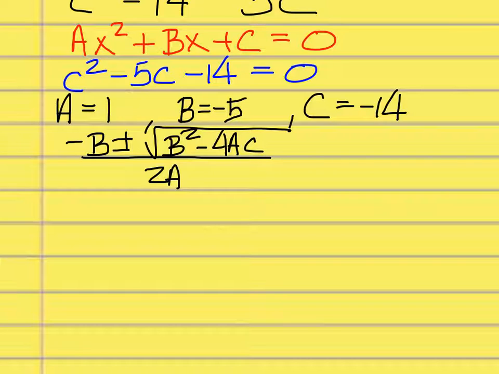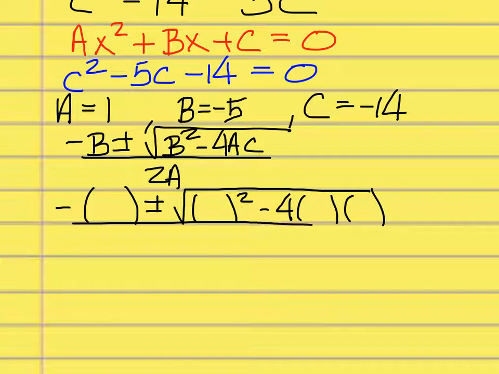So rewrite the formula and put parentheses everywhere you see a variable, and insert a, b, and c where they belong. A is 1 and it goes here and here. B is negative 5, it goes here and here. C is negative 14 and it just goes there. So from here on out, you just have to simplify your formula.